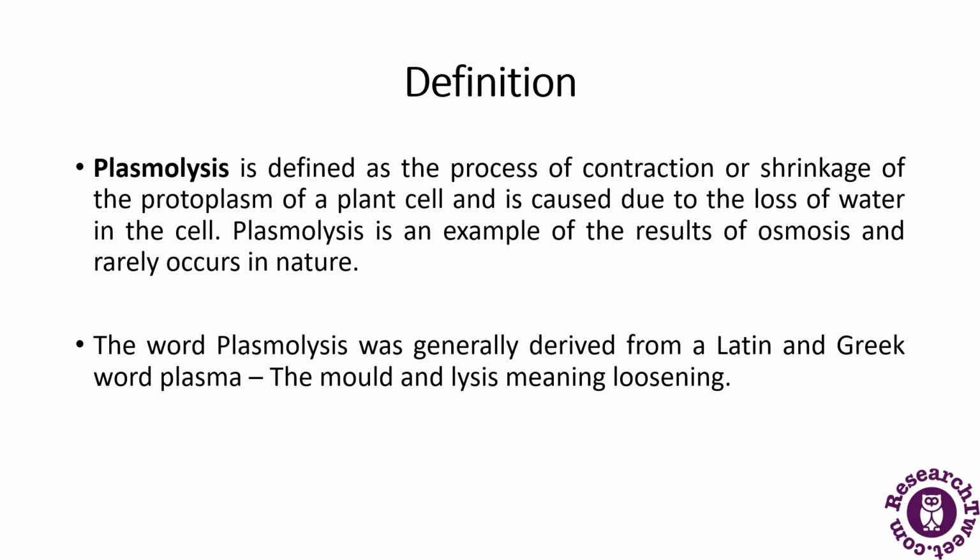It is an example of the results of diffusion, or a result of osmosis, and it rarely occurs in nature. It specifically deals with the plant's case. The word plasmolysis was generally derived from a Latin and a Greek word: plasma, which means the mold, and lysis, which means the loosening. So there is a contraction or loosening of the protoplasm of a plant cell.